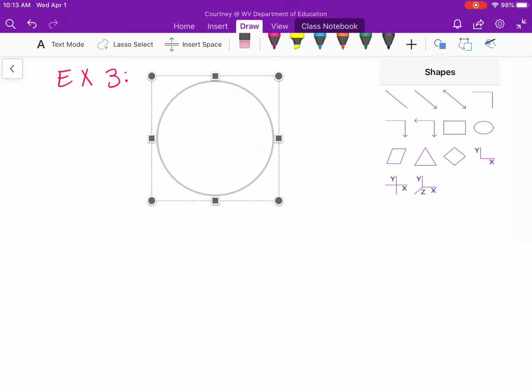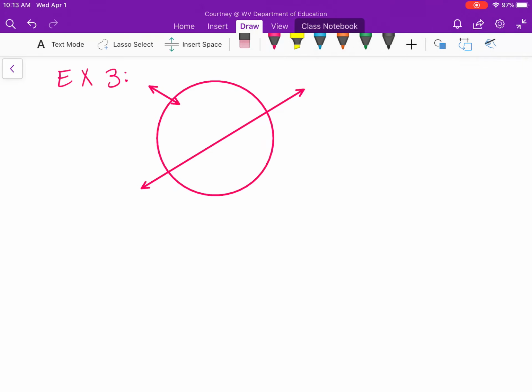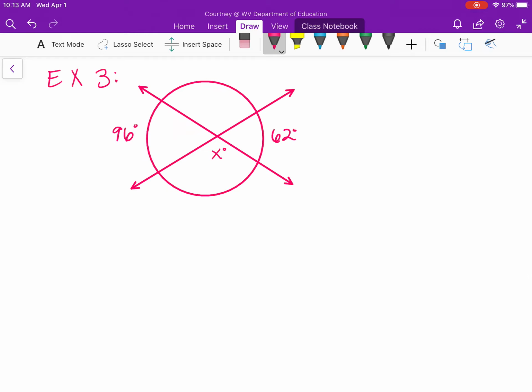Okay, there's our circle. And again, we have 2 lines. I'm going to use my arrow lines this time. Ooh, okay. And here's our X. But this time, the arcs are the opposite arcs, 96 and 62. Okay, so I want you to think about how we might do this. How might we do this?